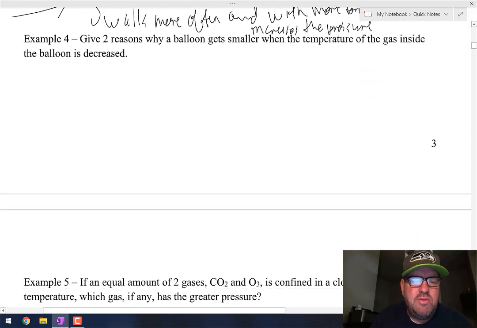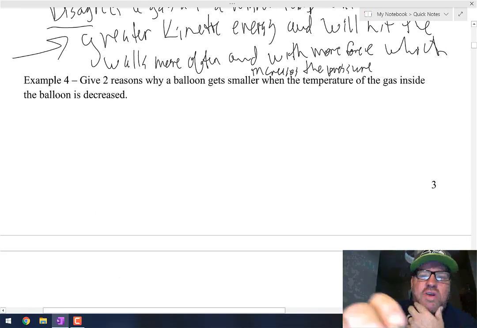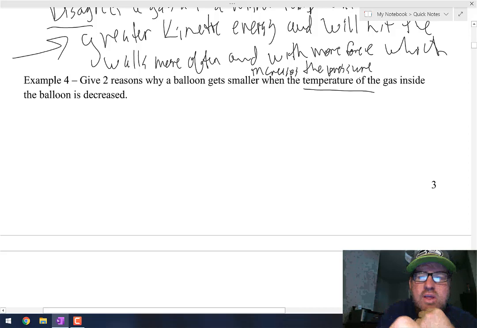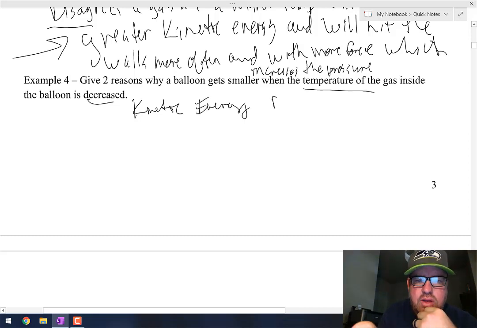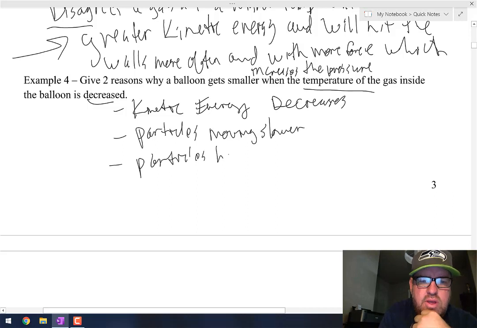Okay, example number 4. Give 2 reasons why a balloon gets smaller when the temperature of the gas inside the balloon is decreased. So when the temperature is decreased, then we know that the kinetic energy decreases. Okay, so that's one thing you could say. Another you could say is that when the kinetic energy decreases, the particles are moving slower.